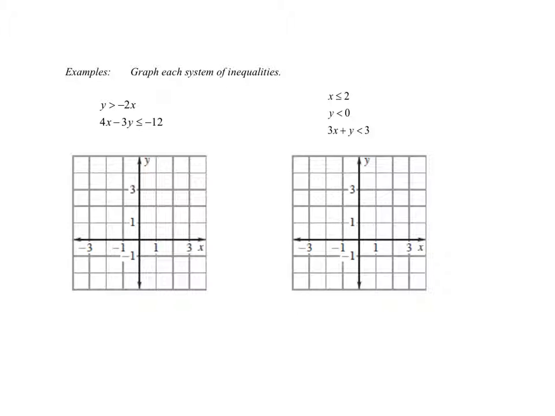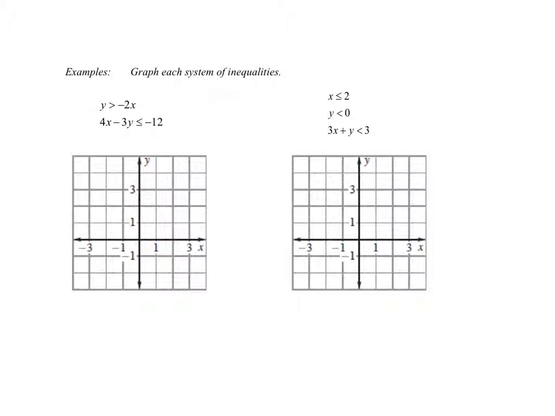The only way to solve a system of inequalities is by graphing it and identifying the region of intersection. Let's look at the first set of inequalities on the left. To graph the system of inequalities, we graph each inequality simultaneously on the same coordinate plane.